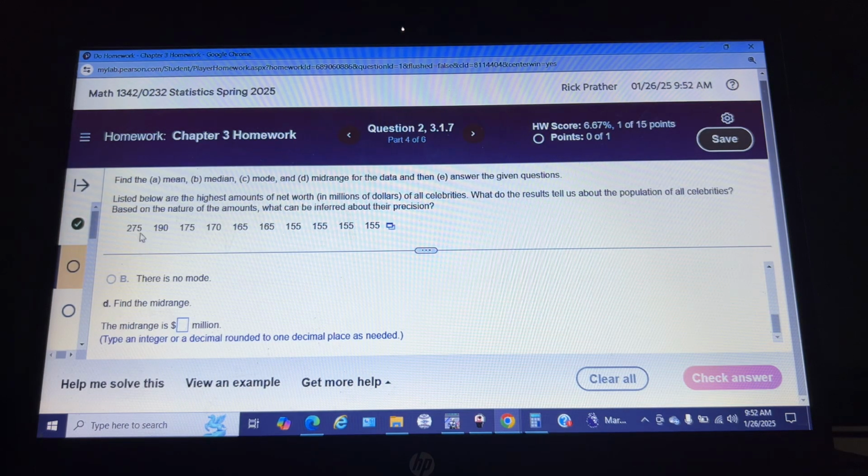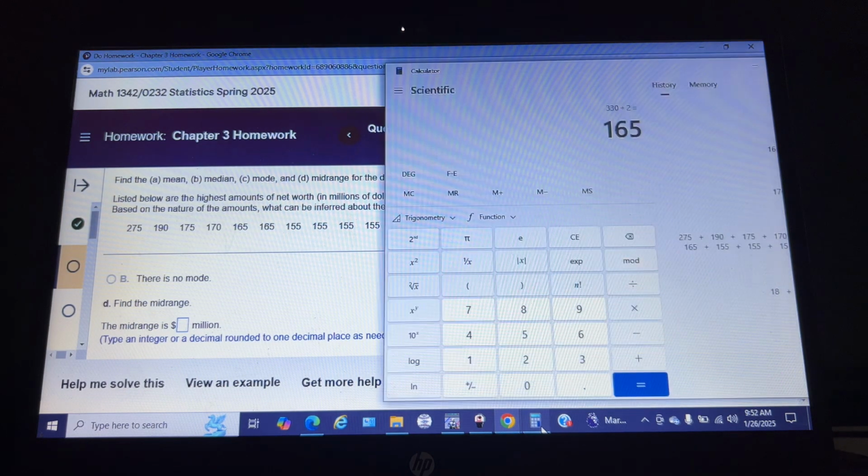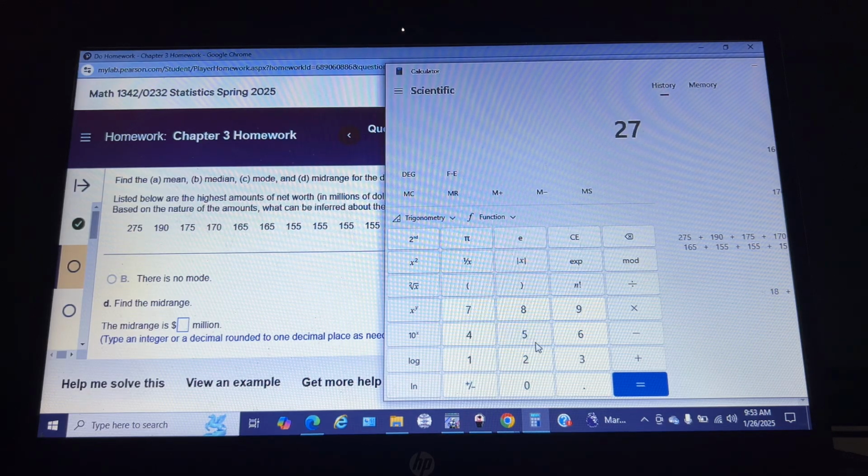And then the mid-range, I take the highest plus the lowest and divide by 2. It's pretty easy to do, but unfortunately you're going to probably get it mixed up with other calculations that have the word range in them. 275 plus 155, press equals, and then divide by 2, 215.